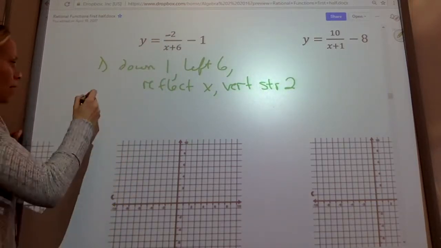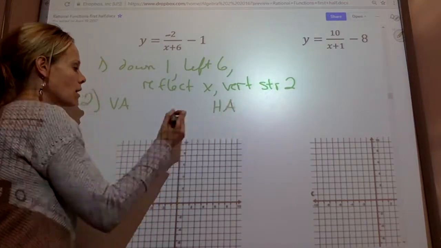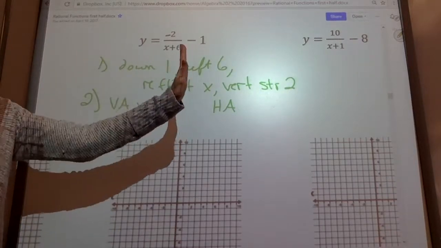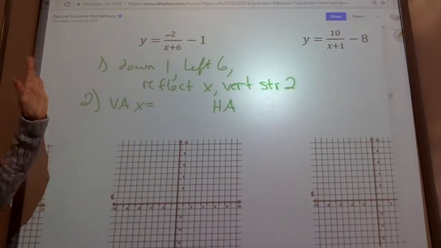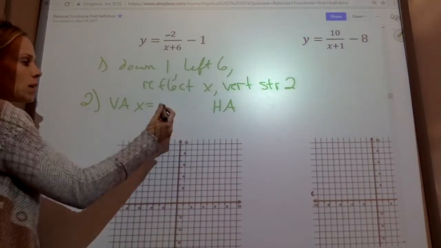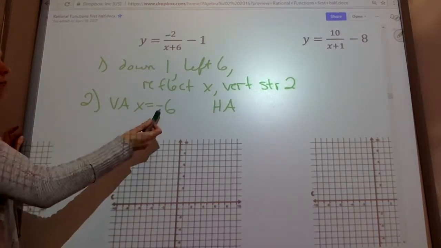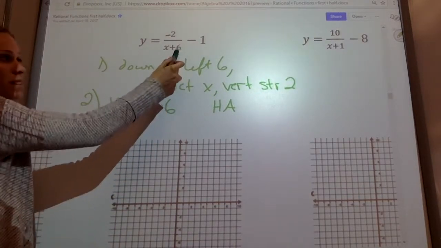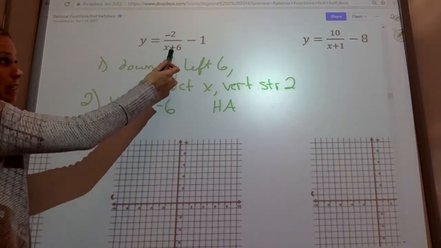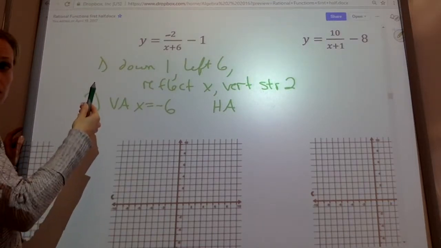Okay, so now I can look at vertical and horizontal asymptotes. Vertical asymptote is x equals 0 unless I move left and right. In this case, I moved left 6. So my vertical asymptote would be -6. And some kids get confused because this is a +6 here, but your asymptote is going to be a -6 because this means left, and that's a negative. It's going to be opposite. It's a little bit confusing.